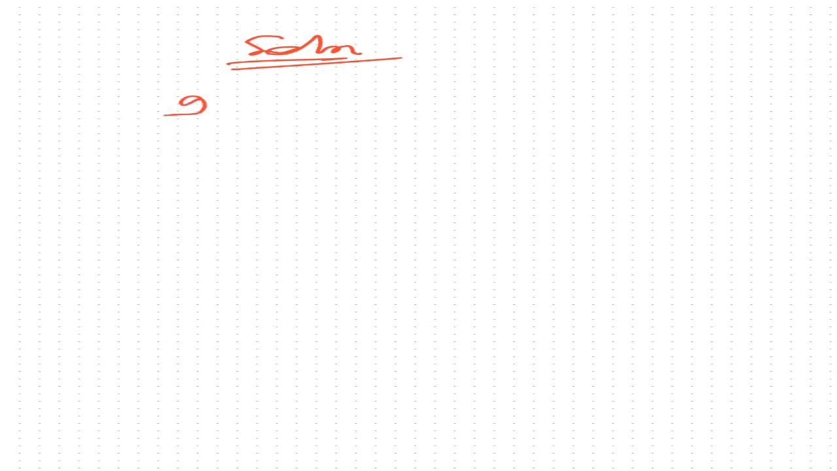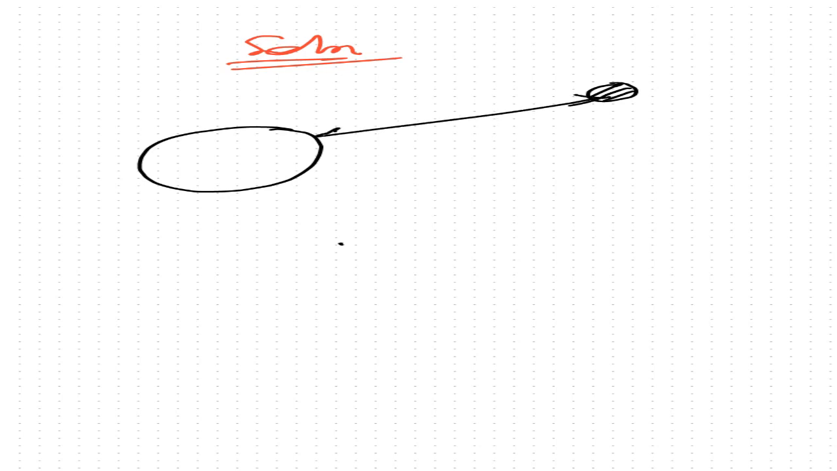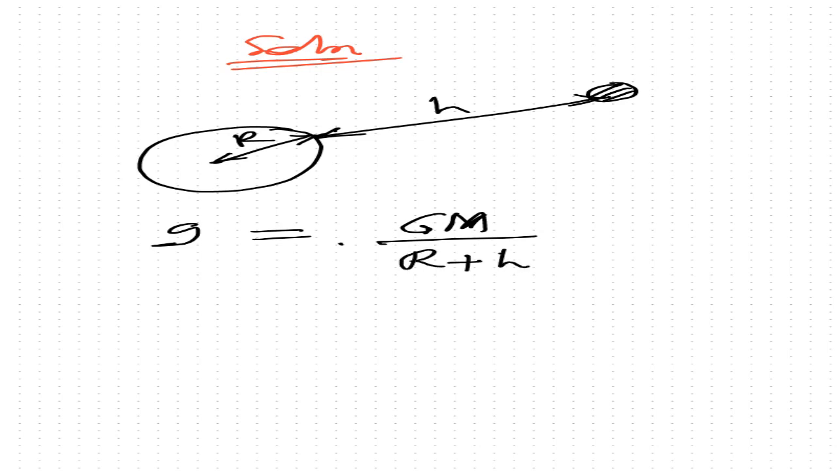We said that when the body is at a certain height above the Earth's surface, let's say this is the Earth and this is the body above. What we said is that if this is the height above the Earth's surface and this is the radius of the Earth, then our g is what? It's GM over R plus H all squared. That's what we said. Good.